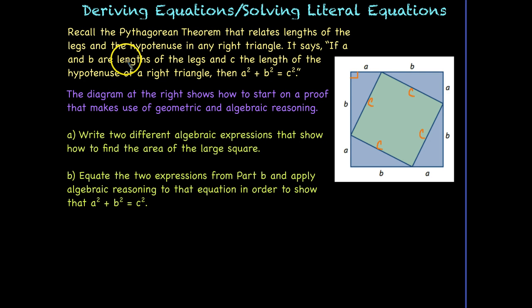All right, let's look at deriving equations. Recall the Pythagorean theorem. It relates the lengths of the legs and the hypotenuse of any right triangle. And it says that if A and B are lengths of the legs, and C is the length of the hypotenuse, then we can say that A squared plus B squared equals C squared.